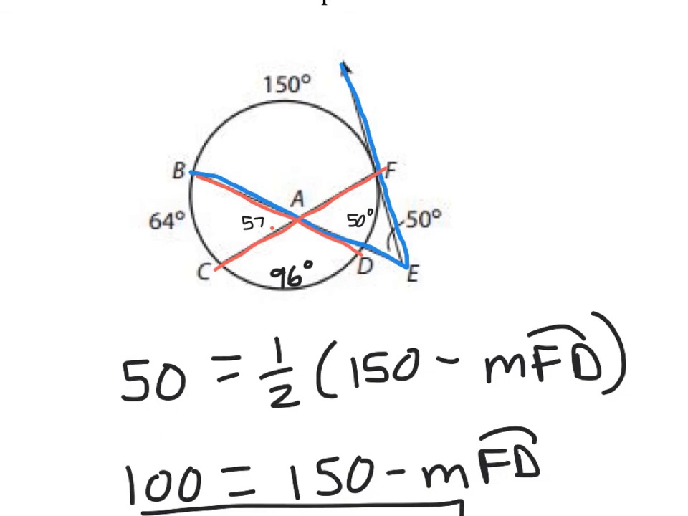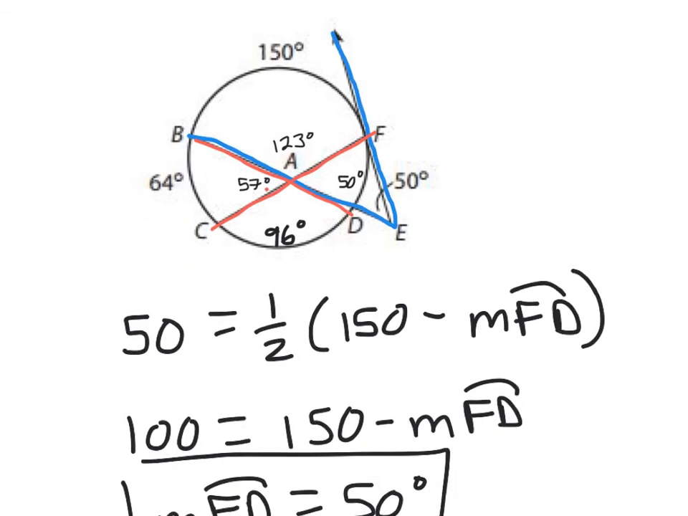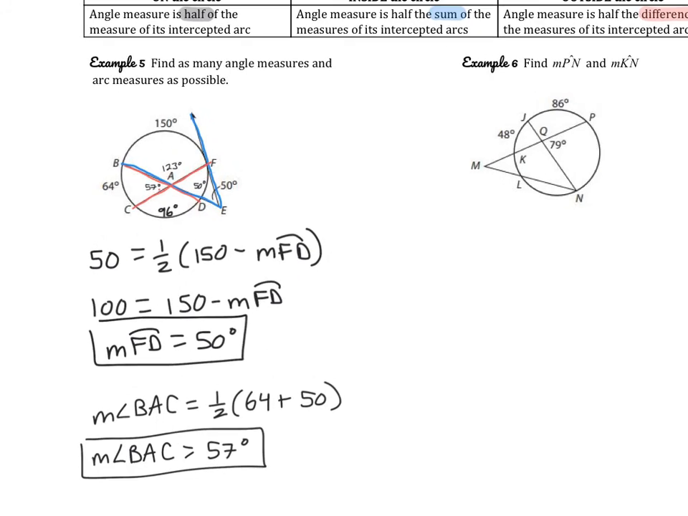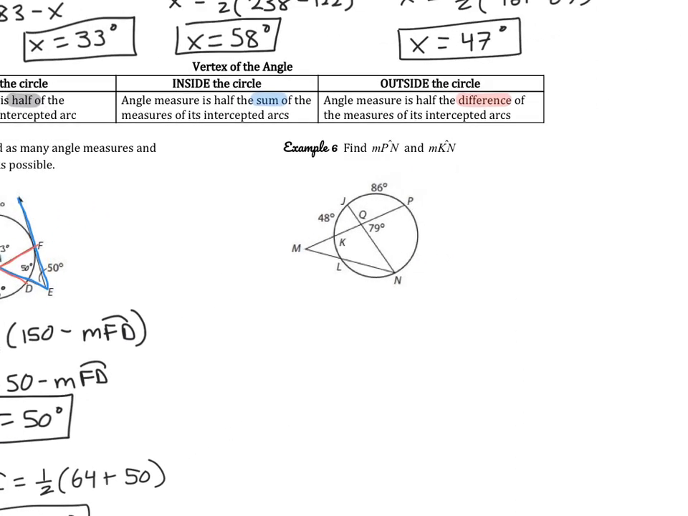So that means this angle is 57 degrees. Of course, its vertical angle would also be 57 degrees. And then we can also find the measure of these two angles because we have a straight line, which should always add up to 180 degrees. So 180 minus 57 is 123 degrees, which should be the same as this angle below because they are vertical angles. And I think we have found everything we can find for example 5. So let's move on to example 6.